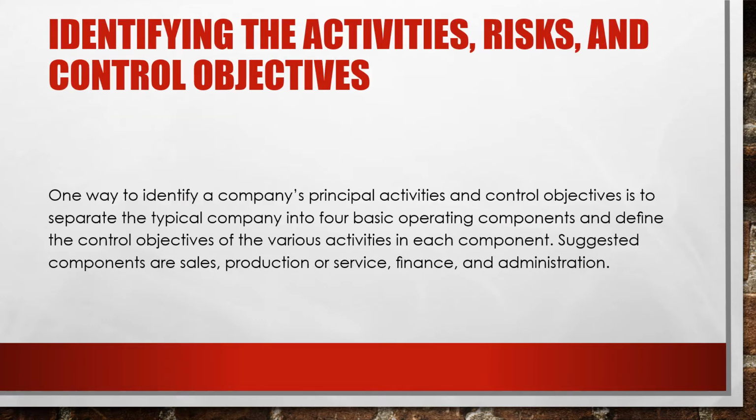Now, how do we identify the activities, risks, and control objectives? One way to identify a company's principal activities and control objectives is to separate the typical company into four basic operating components and define the control objectives of the various activities in each component. Suggested components are sales, production or service, finance, and administration.